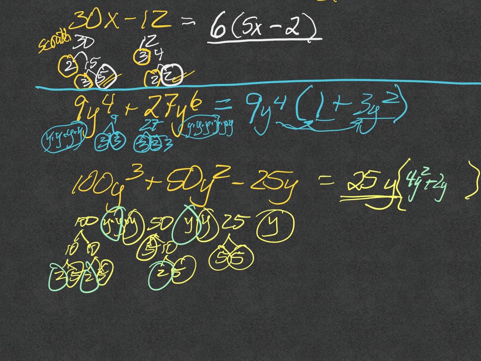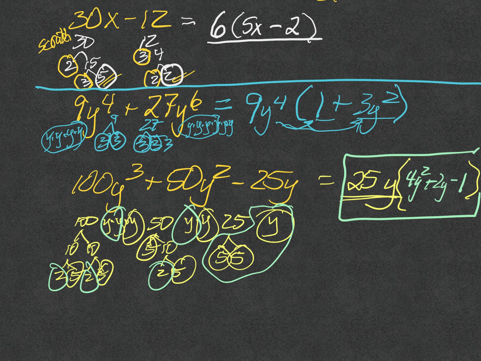And then do we have anything left over on the 25? And the answer is no. So we put minus 1. So a negative 1 times 25y is negative 25y. So this would be a complete factorization. Okay? So that's how you do it. All right?